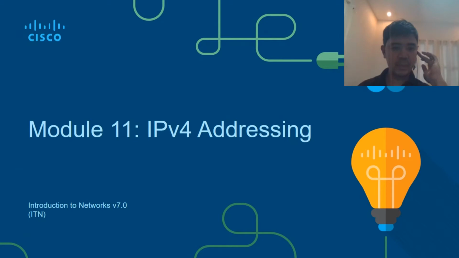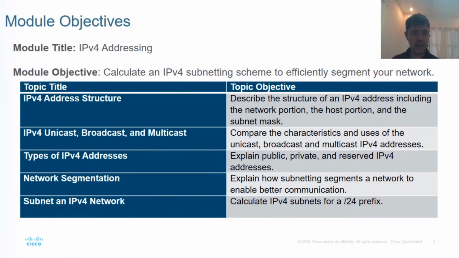So this module is about IP version 4 addressing, module 11. In this module, we'll look at the IP version 4 address structure, compare the characteristics of unicast, broadcast, and multicast, and identify different types of IPv4 addresses. We'll have subnetting, a very important topic in this course.